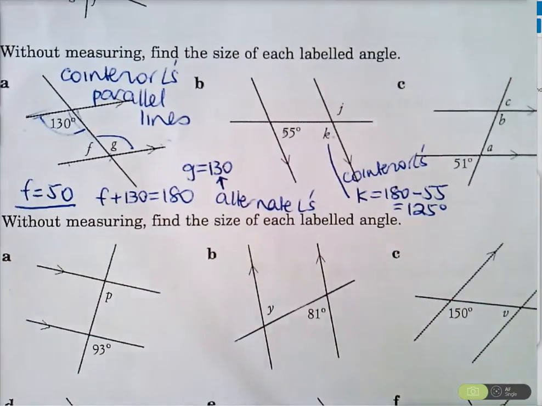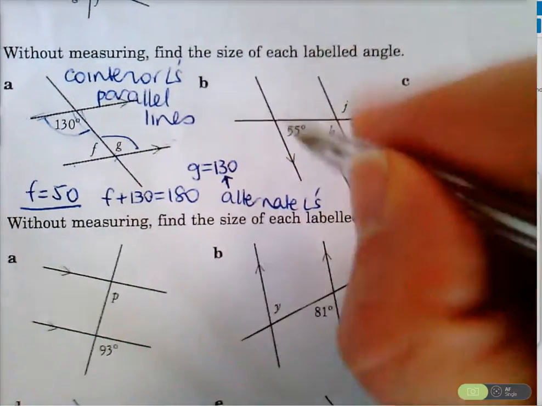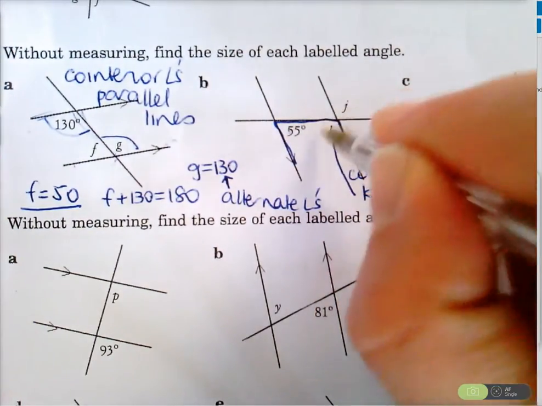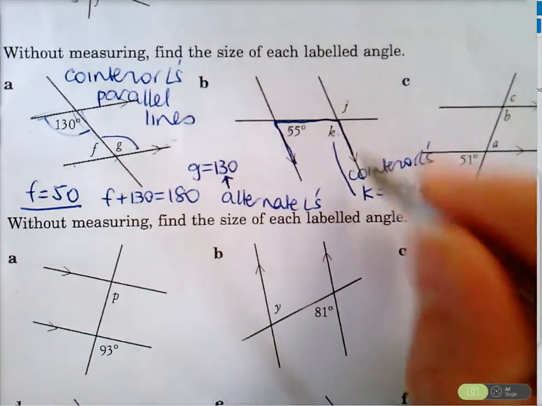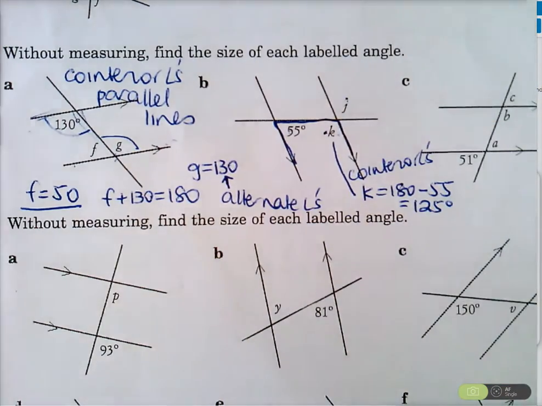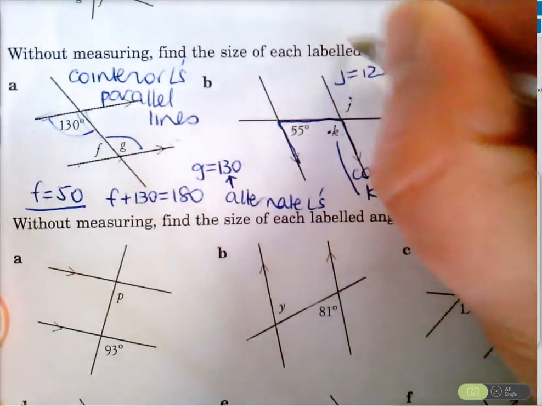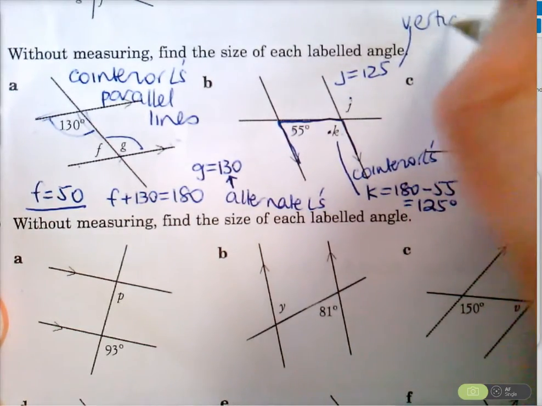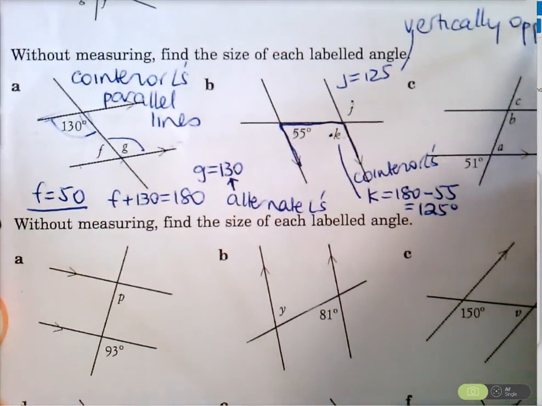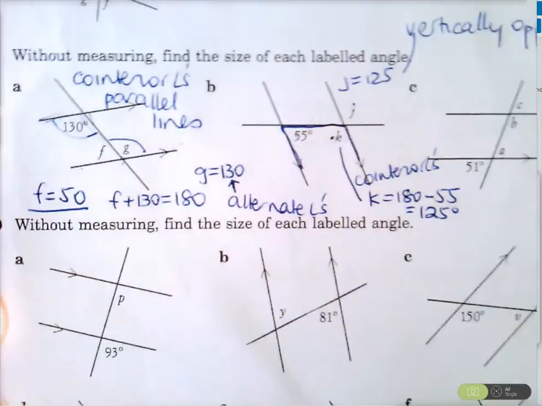What about J? So there's your C angle for K. What about J? What have we got? The K and the J are what? 2 lines cross. They're vertically opposite. So J is also 125. Reason, vertically opposite angles. Do you remember those?